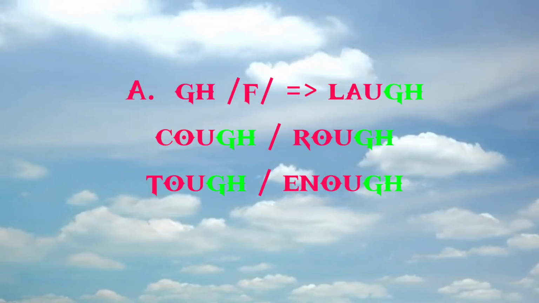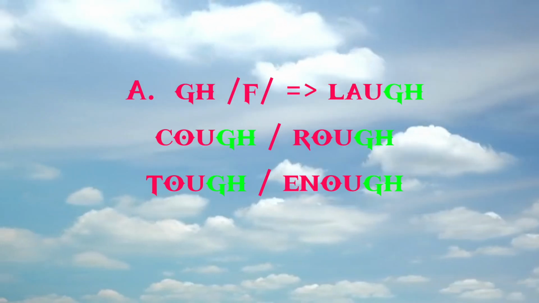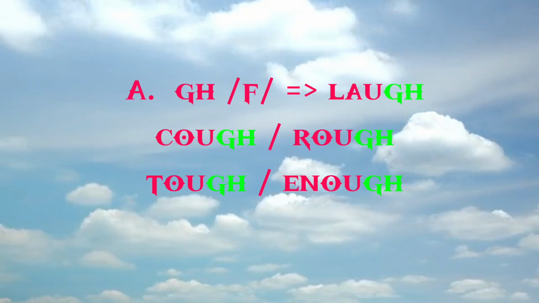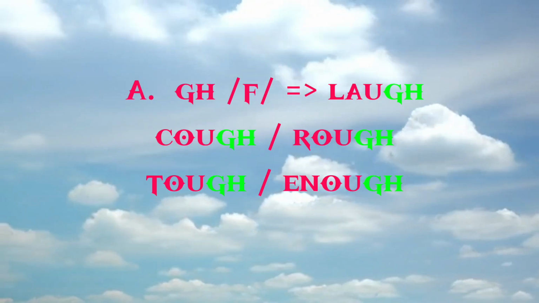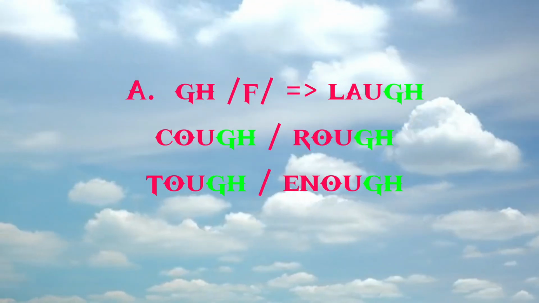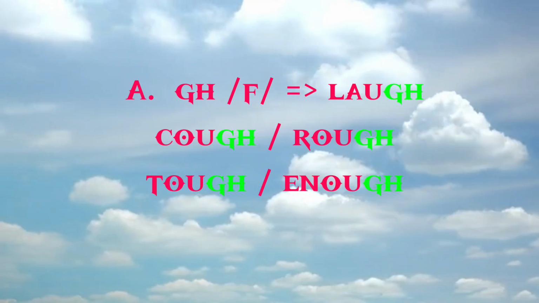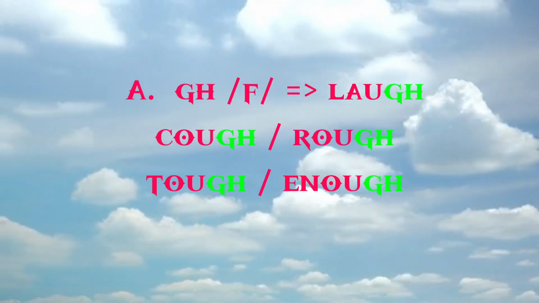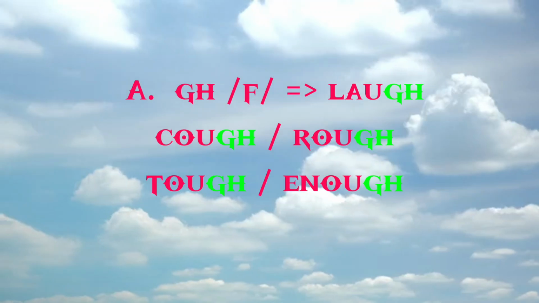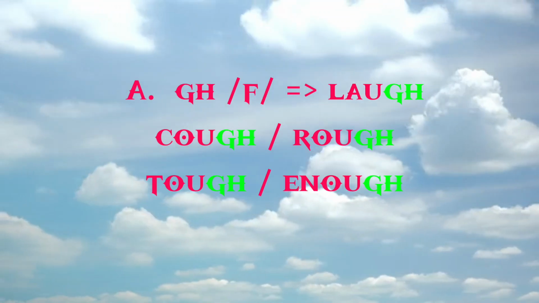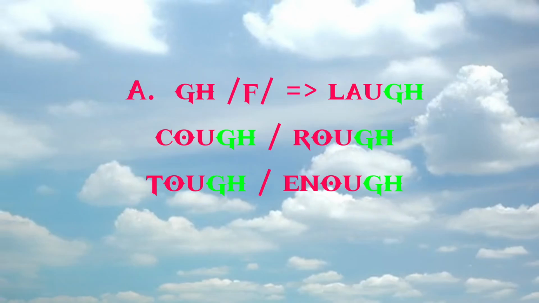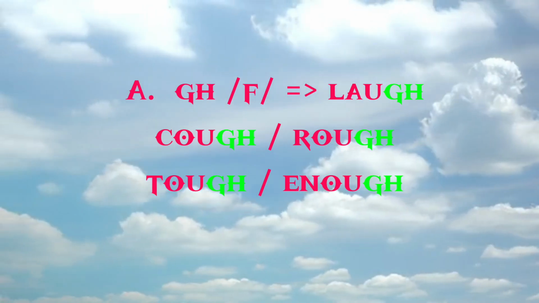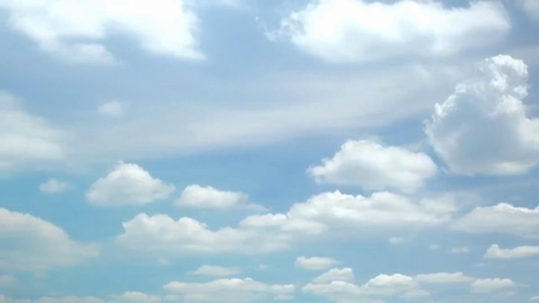Okay, dear viewers, now let's move to the third part, which is GH. It is pronounced with an F sound, and normally it comes at the last part of the word. For example, laugh, calf, and these are verbs. Rough, tough, and these are adjectives. And enough, which is also an adjective and sometimes an adverb.